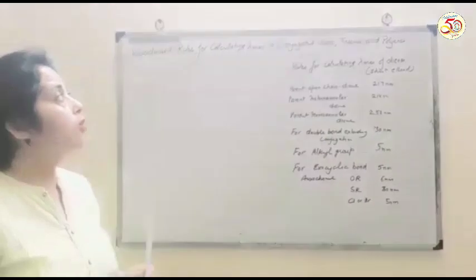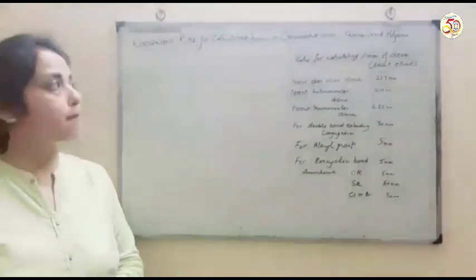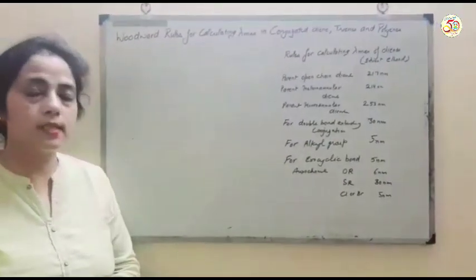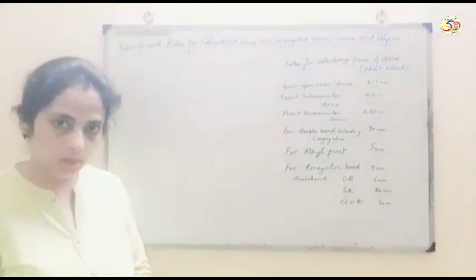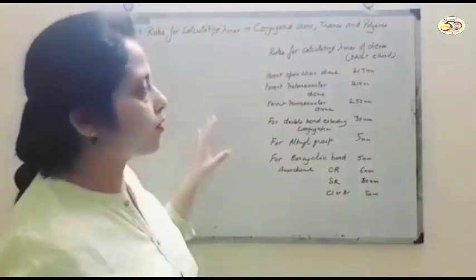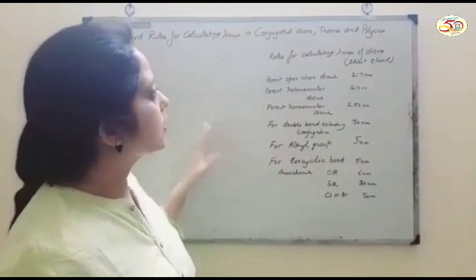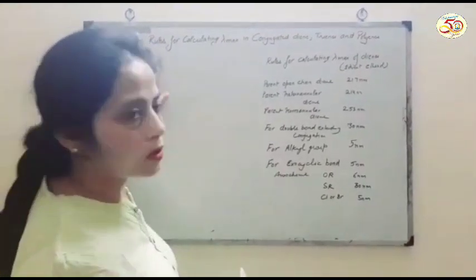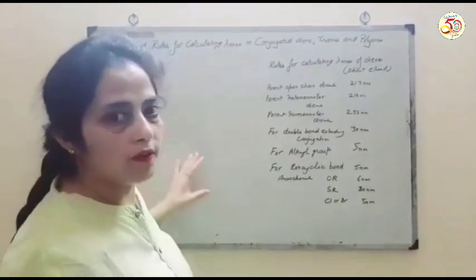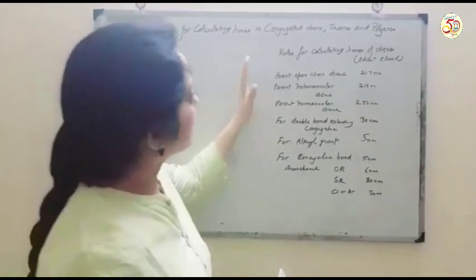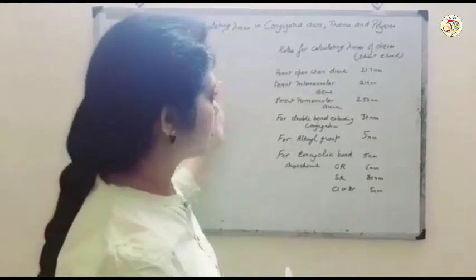Now we will discuss Woodward rules for calculating lambda max in conjugated dienes, trienes and polyenes. There are certain rules to evaluate the lambda max, the values given by Woodward. Later on, these rules were modified by Fischer. First, we will discuss the Woodward rules.